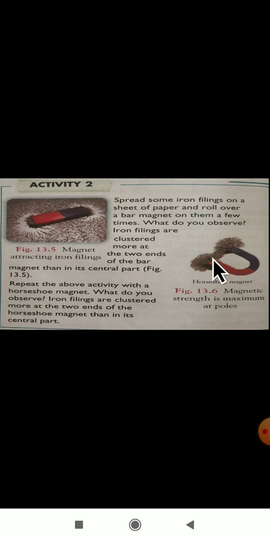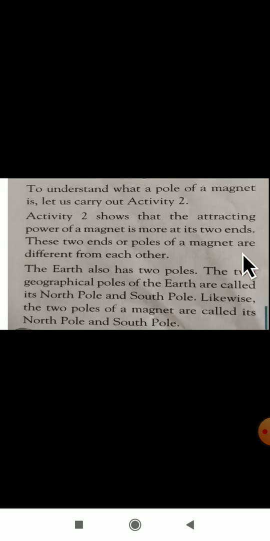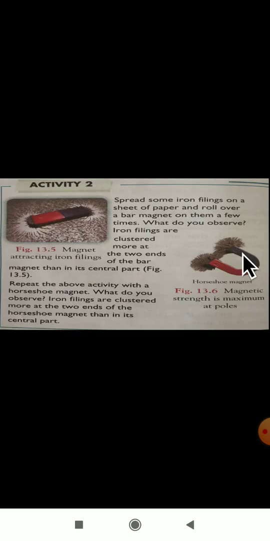One is the north pole, which they represent with an N. The south pole they represent with an S. If you take any magnet, they will mention N and S there. N stands for north pole and S stands for south pole. And the magnetic strength will be maximum at the north pole and south pole only, not in the center.